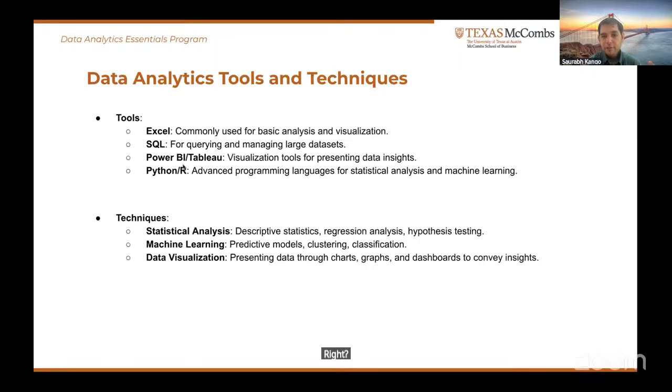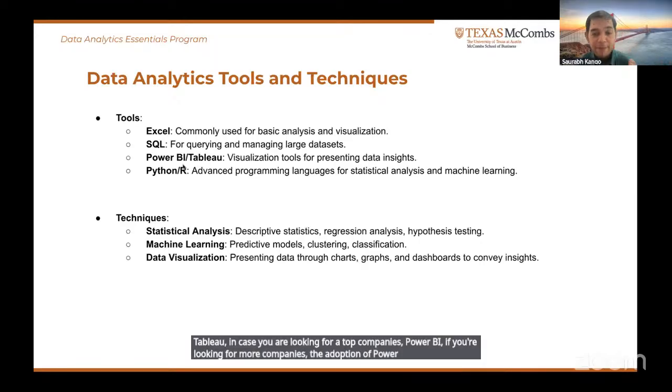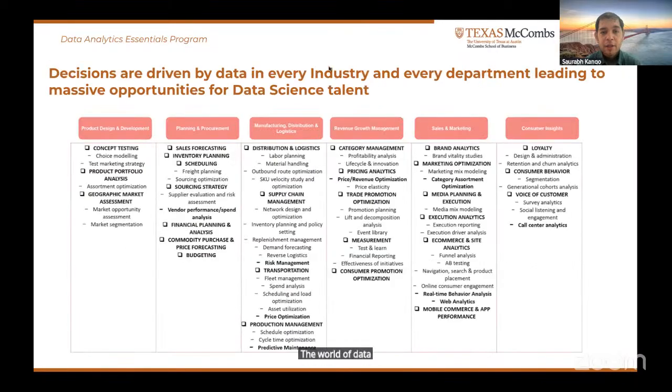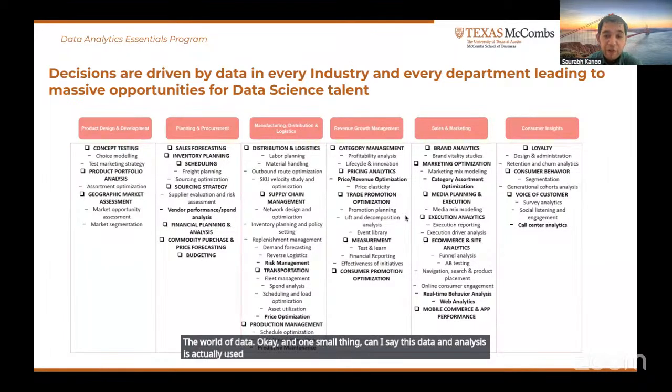Right? This is what you need to learn. Power BI or Tableau, anything is fine. Tableau, in case you are looking for top companies; Power BI, if you're looking for more companies, the adoption of Power BI is like 70% market share. Okay, so this is what you need to learn in order to make sure that you learn the world of data. Okay, and one small thing, can I say this data and analysis is actually used in every vertical of the business?